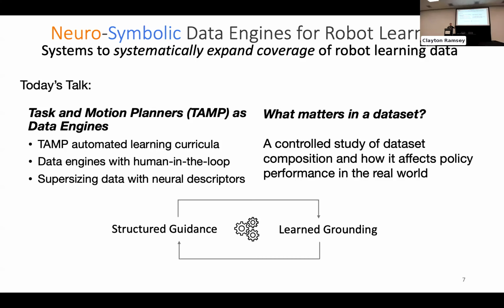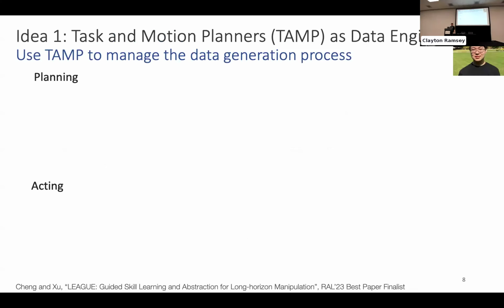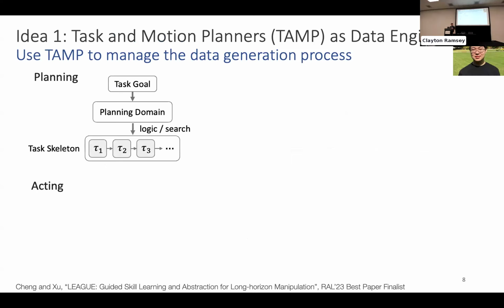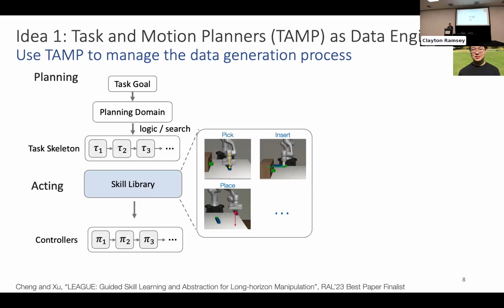And TAMP plays a very, very important role in this. So our first idea is to use TAMP as an engine to manage the data generation process. I won't repeat what TAMP is. This is a TAMP workshop. So it takes a task goal, uses planning algorithms and symbolic logic to create a task skeleton. And these high-level actions are then grounded by some motion generators, like shown here, like push and pull and insert.